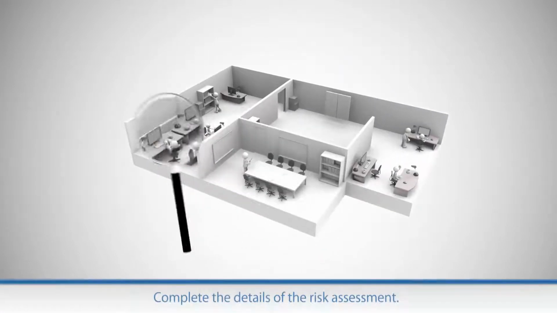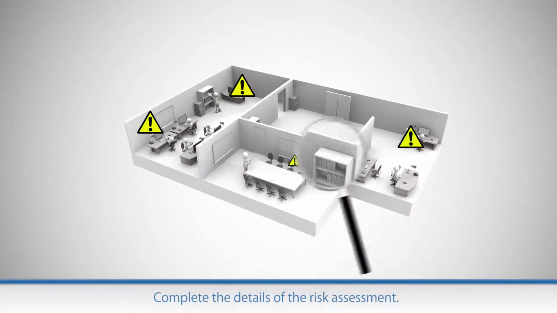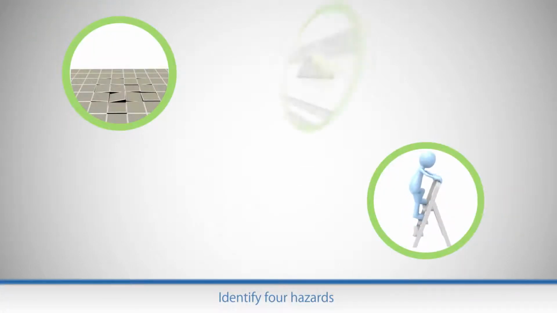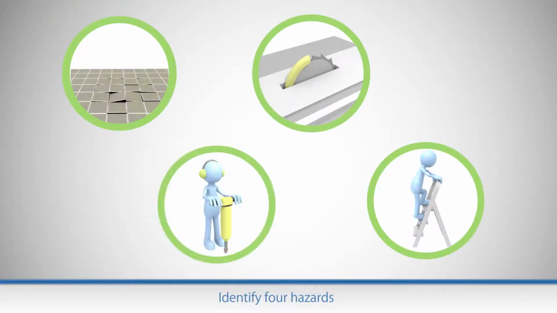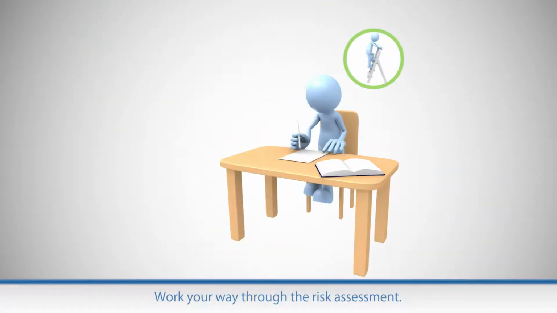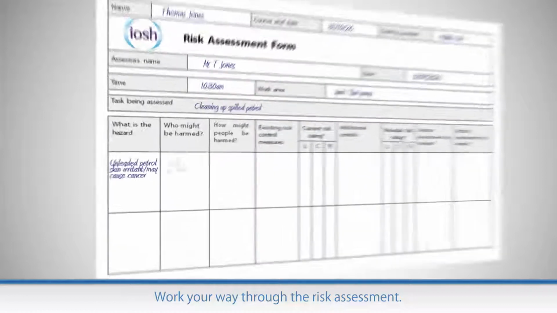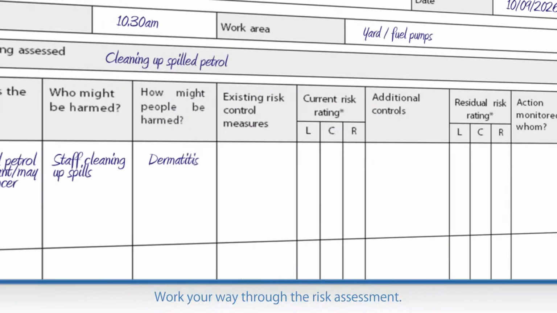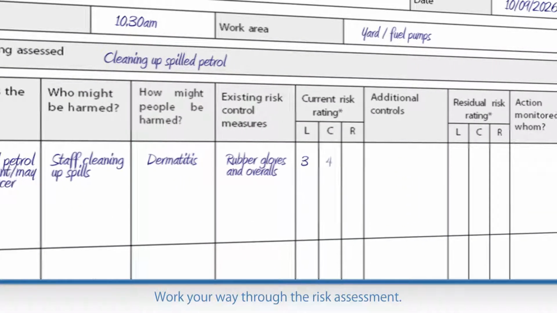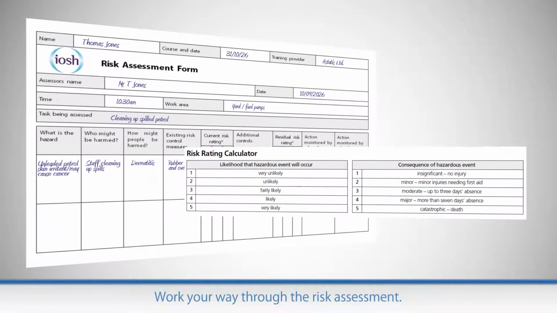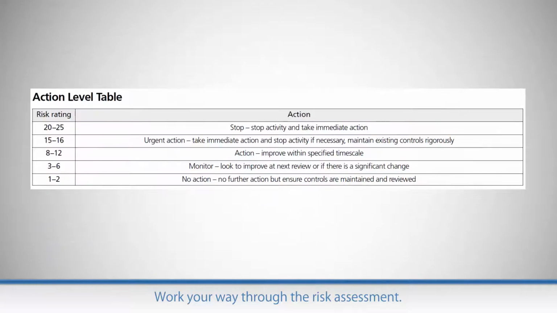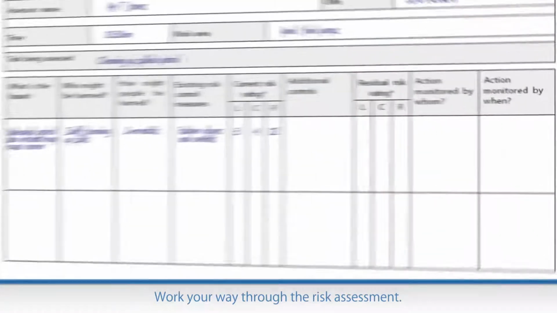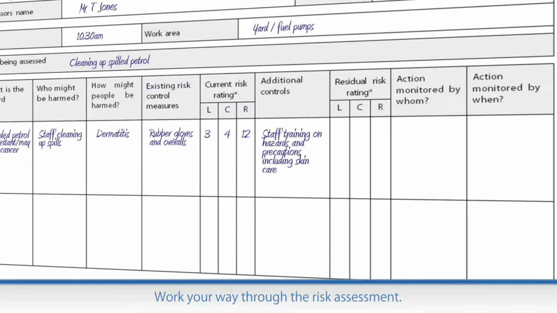You will then complete the details of the risk assessment in your work environment. You will need to identify 4 hazards that are not being adequately controlled. Next, you need to choose one of the hazards and work your way through the risk assessment, identifying who might be harmed, the risk controls that are in place already, and the current risk rating using the 5x5 risk rating calculator provided. You then need to use the action level table provided to decide on further controls that are needed.